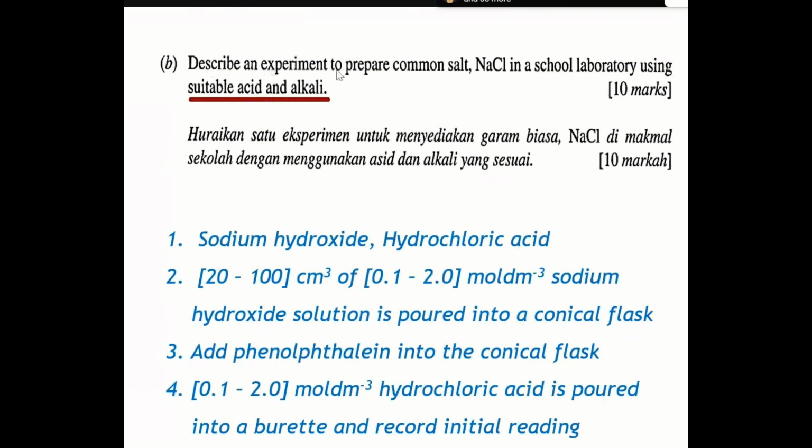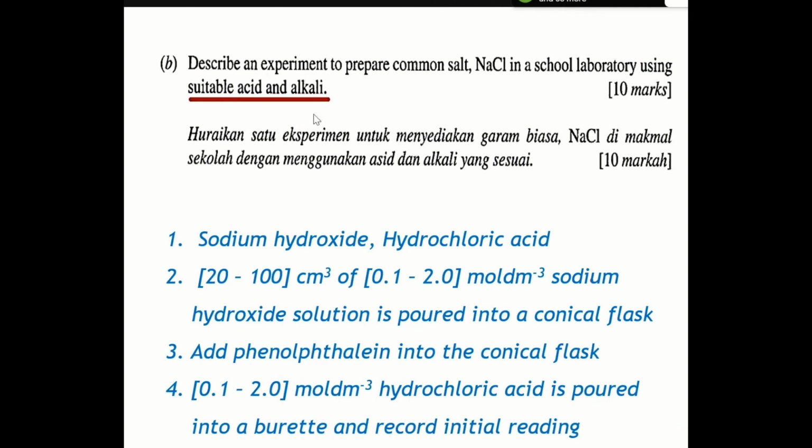Can you describe experiments to prepare the common salt, sodium chloride, in the school laboratory? Because we know they already mentioned you're going to use the acid and alkali. Both acid and alkali are soluble, colorless solutions. Then how are we going to know when the acid has reacted exactly with the alkali? Therefore, in this experiment, we must use an acid-base indicator. So the experiment is regarding acid-base titration, right?